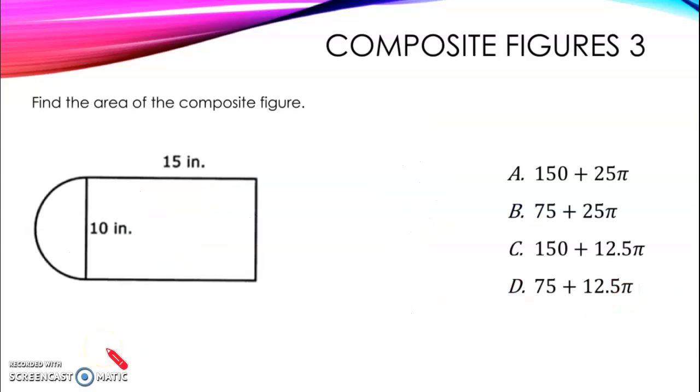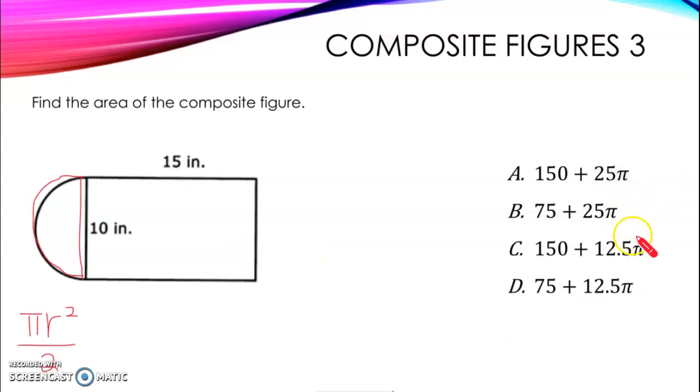So for our next composite figure, it appears we have a half circle and a rectangle that are making up our shape. And for a half circle or semicircle, we're going to use the area of a full circle, which is pi r squared. And since this is a half circle, we're going to divide that answer by 2. And then we'll use length times width for the area of the rectangle.